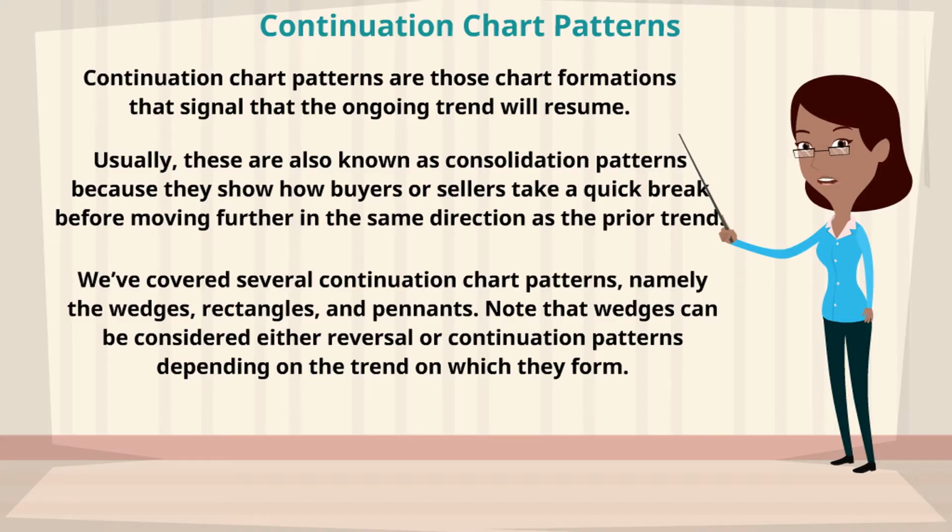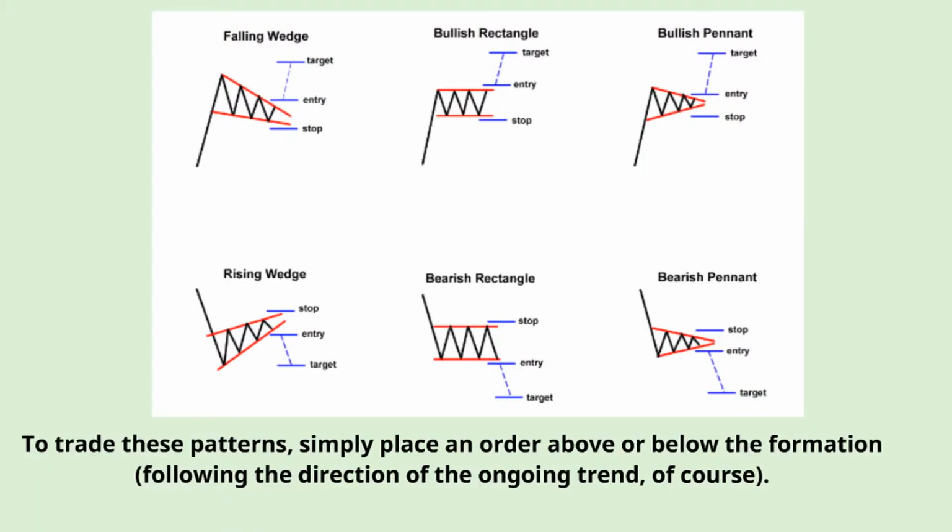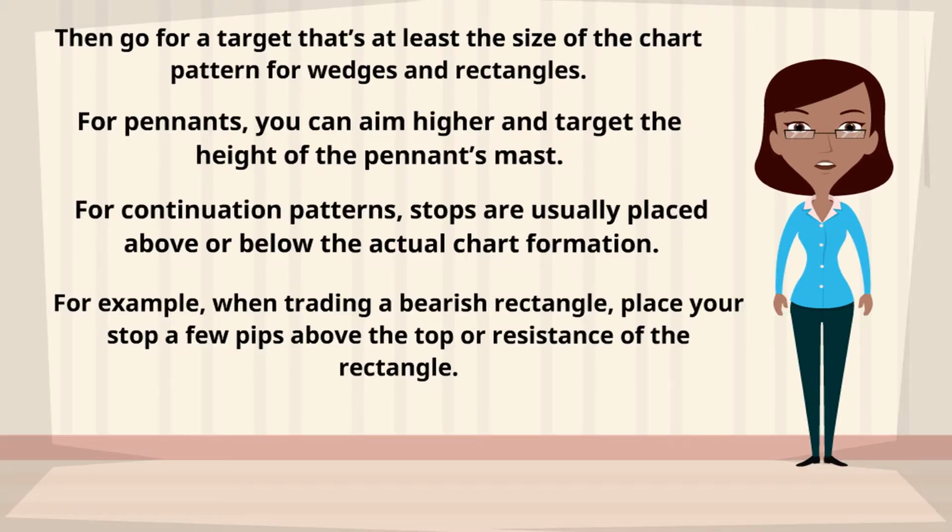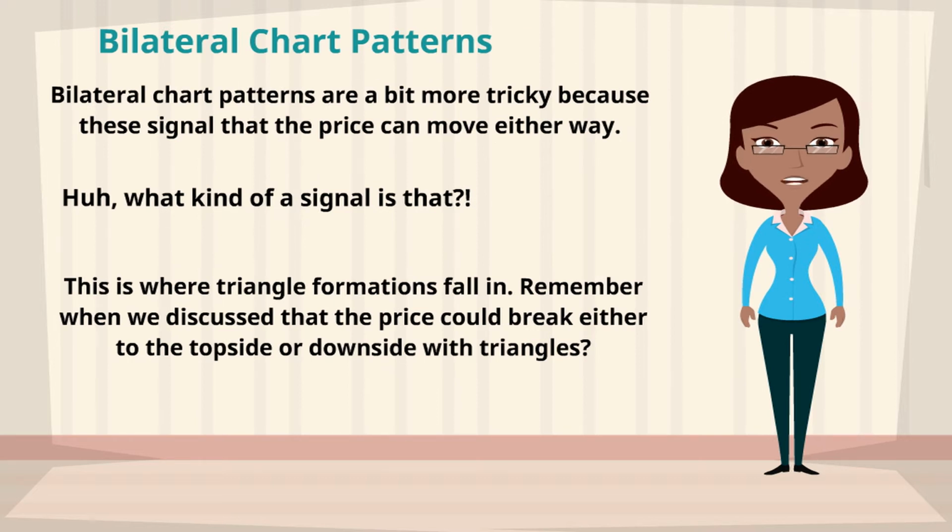To trade these patterns, simply place an order above or below the formation, following the direction of the ongoing trend, of course. Then go for a target that's at least the size of the chart pattern for wedges and rectangles. For pennants, you can aim higher and target the height of the pennant's mast. For continuation patterns, stops are usually placed above or below the actual chart formation. For example, when trading a bearish rectangle, place your stop a few pips above the top or resistance of the rectangle.